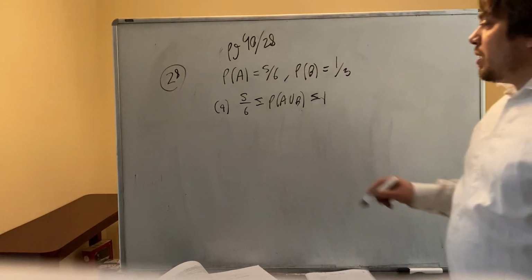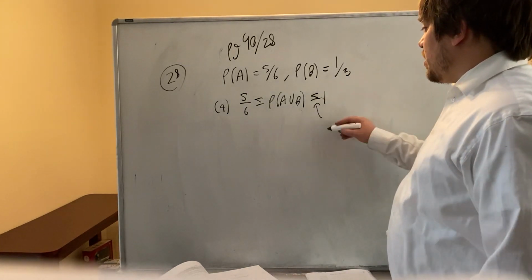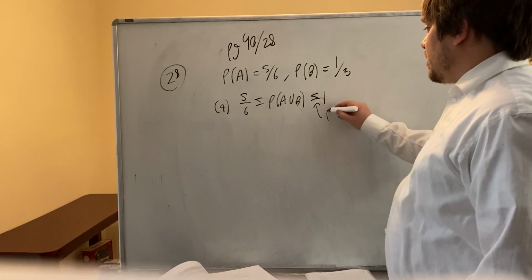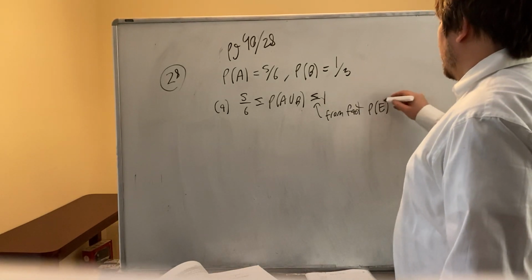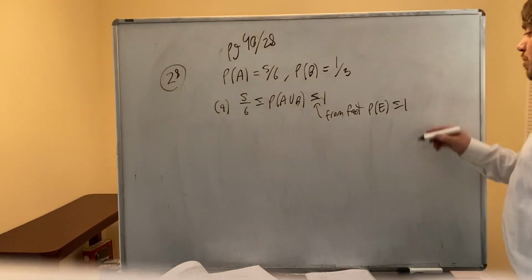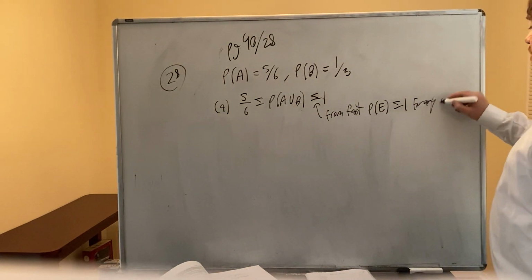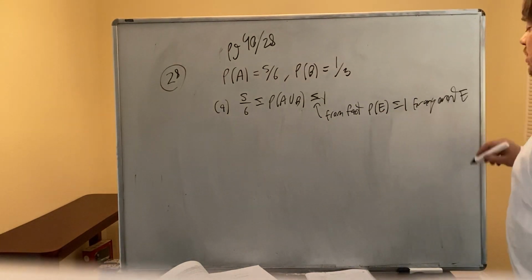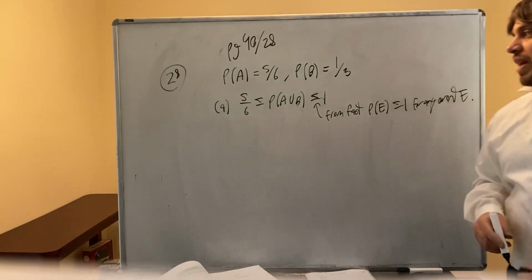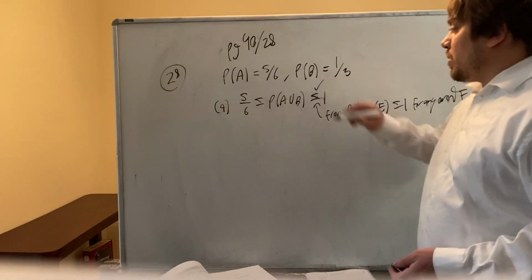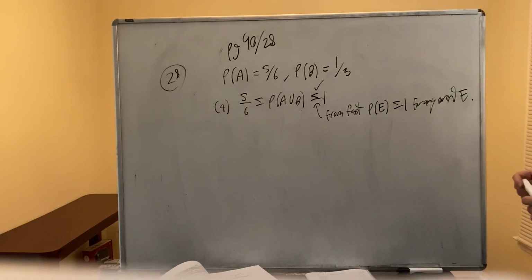Well, this inequality is just from the fact that the probability of E is less than or equal to 1 for any event E. The probability of any event is always at most 1. So the probability of A union B is definitely less than or equal to 1. So we're good there.